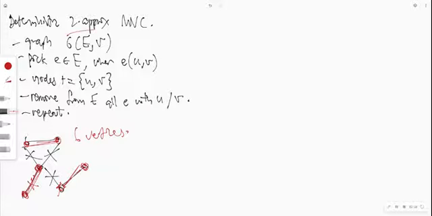Okay, so we are not claiming that this is the best algorithm. We are claiming that this is just a two-approx algorithm, and we are going to prove it. So what does two-approx mean? Two-approx means that the answer given by the algorithm will be less than 2 times the size of the optimum answer. Okay, and this is the proof.